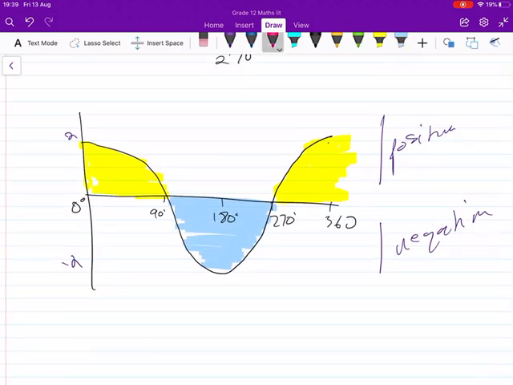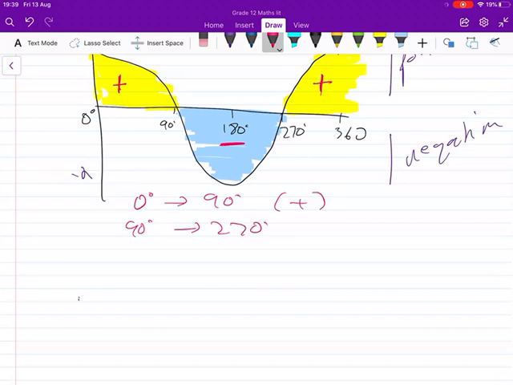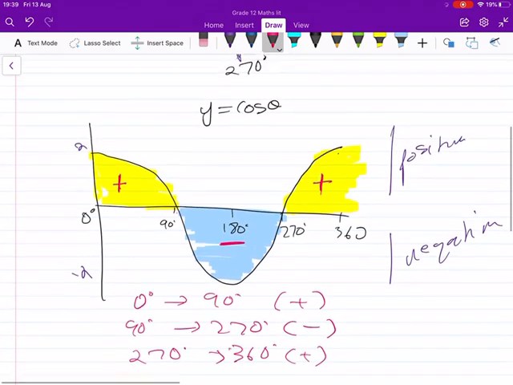Okay. So what can we deduce? This is the graph of y equals cos theta. From 0 to 90, cos seems to be positive. From 270 to 360, cos seems to be positive. And then from 90 to 180, cos seems to be negative. So from 0 to 90, cos seems to be positive. From 90 to 270, it seems to be negative. And of course, from 270 to 360, it seems to be positive.